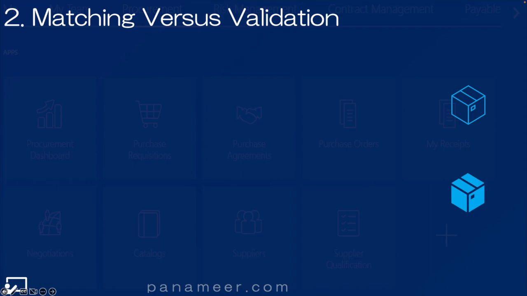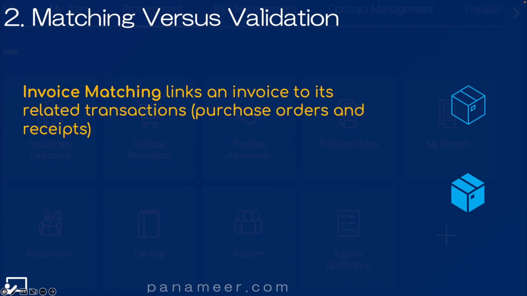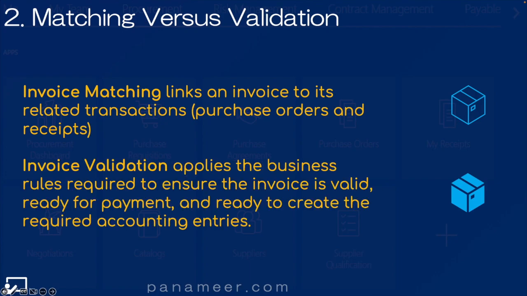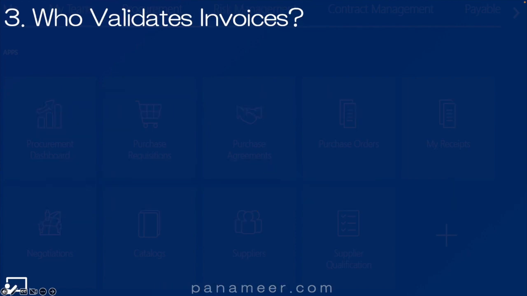Slide 2. Matching versus validation. Invoice matching links an invoice to its related transactions, purchase orders, and receipts. Invoice validation applies the business rules required to ensure the invoice is valid, ready for payment, and ready to create the required accounting entries. So a little bit larger scope, if you will. Speaking of purchasing, click the link above to watch a quick video explaining the purchasing application if you want to know more.